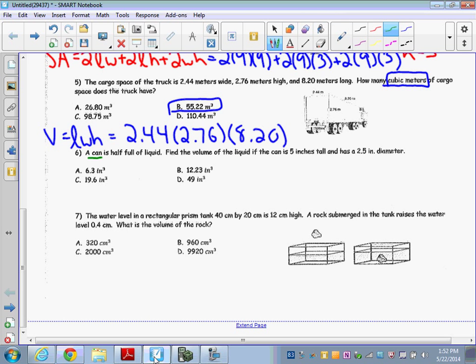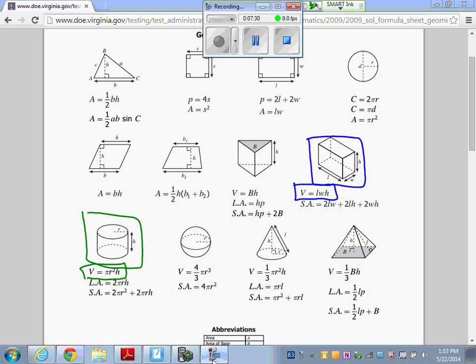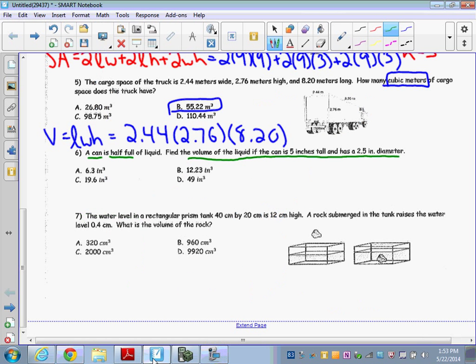So it says find the volume of the liquid of the can if the can has those measurements. So the can is half full, so that means I'm going to take the volume of the can, and since it's half full, I'm going to divide it by 2. So I'm going to have pi r squared h divided by 2.